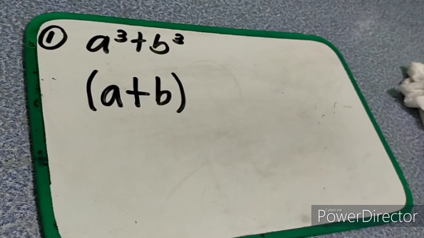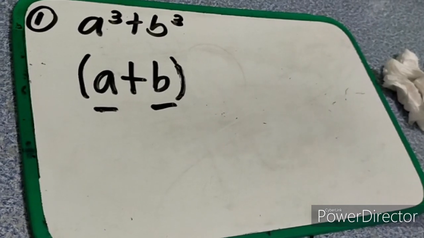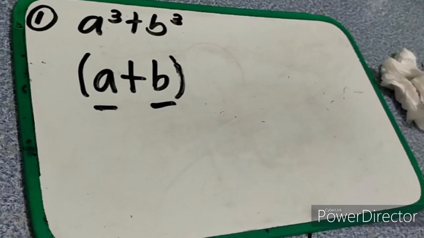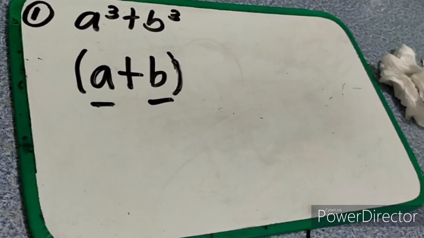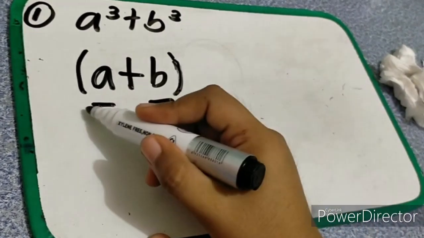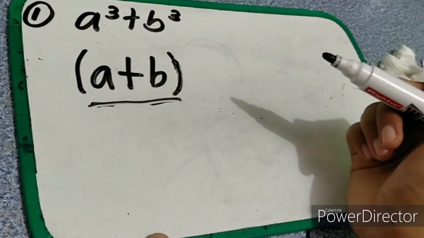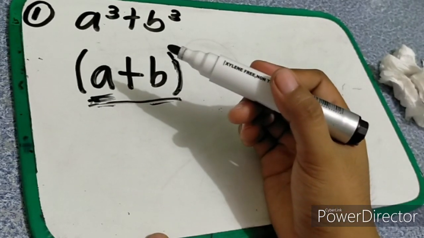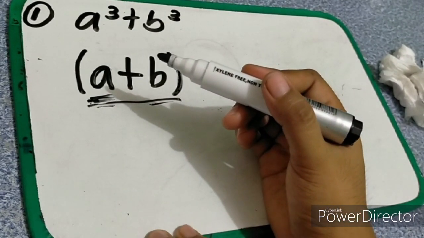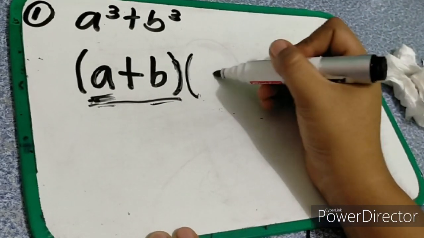Now, let's proceed to its trinomial factor. Okay, so for the trinomial factor naman, it's also easy. Let's just follow the steps. First step is to square the first term of the binomial factor. So, naka-base na tayo sa ating binomial factor. Pag sinabing square, you multiply the given by itself. So, a times a, it is a squared.